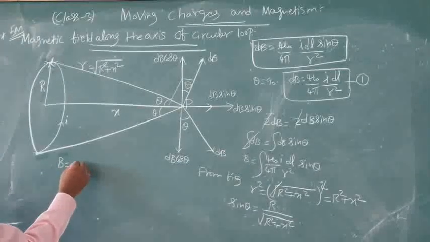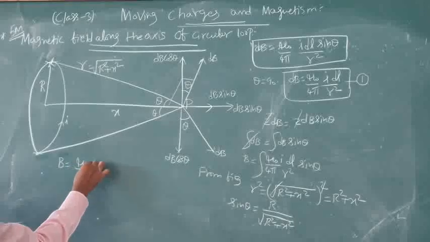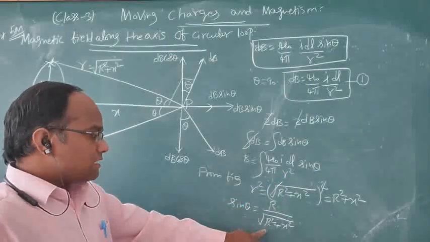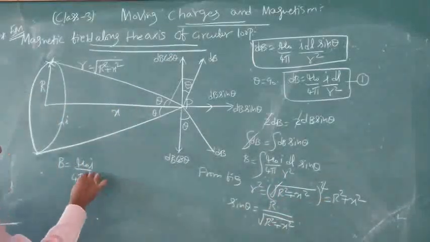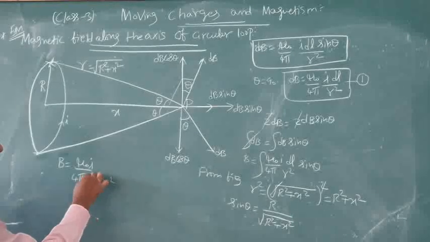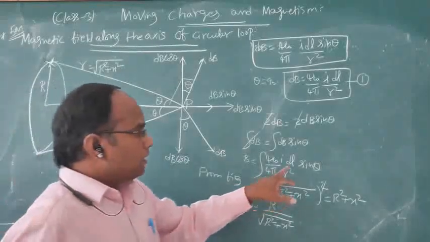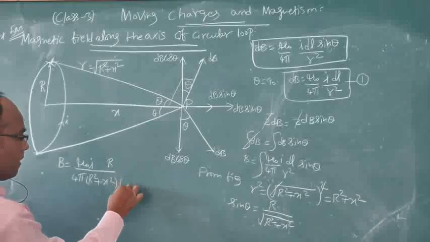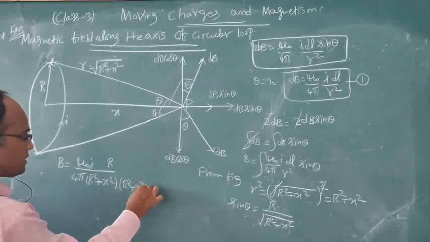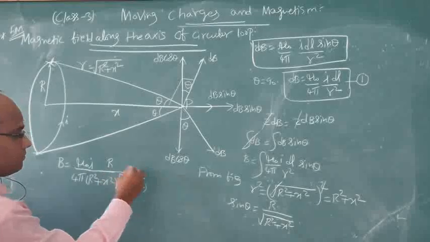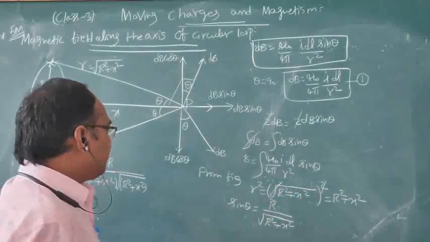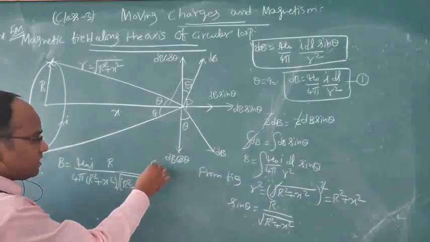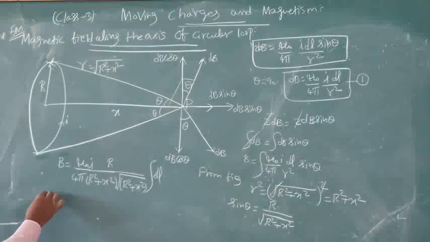So B is equal to mu naught I by 4 pi. Here r square is there, and r square means r square plus x square. Okay. Here, sin theta means r divided by root of r square plus x square. Into dl. Here what I am doing is integration. Integration and differentiation cancel. So what value can you get?